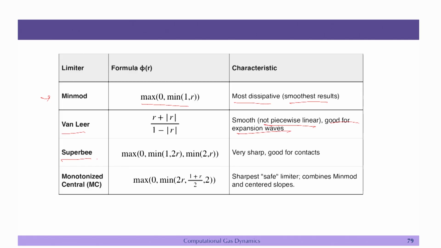Okay, and then we have this superbee limiter, which is very sharp, and it is good for contact, but it is not generally used, because if you give a smooth profile, it will eventually make it sharp. Okay, that is what the superbee does. So, it is opposite to what the first order solver does. In the first order solver, you have a sharp profile and it makes it smooth, the superbee does the opposite.